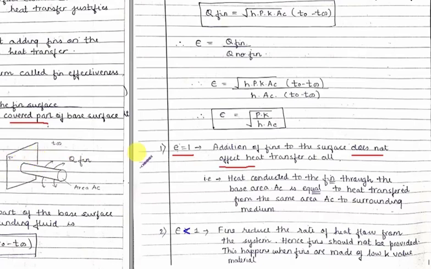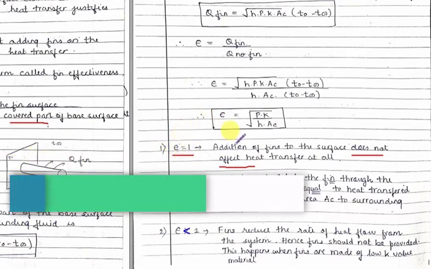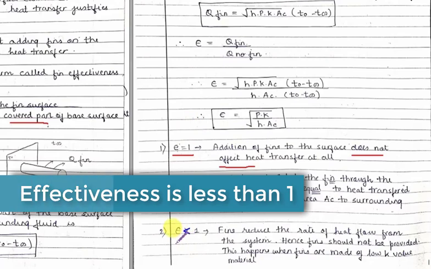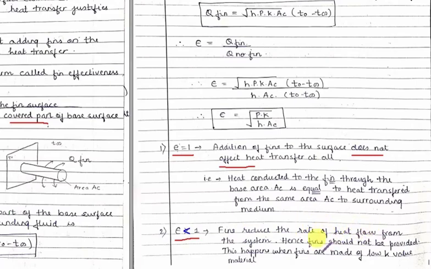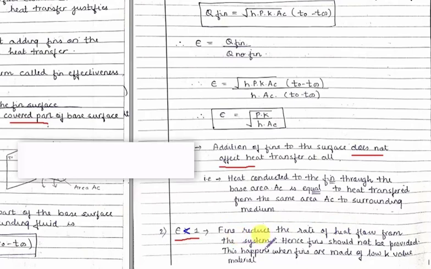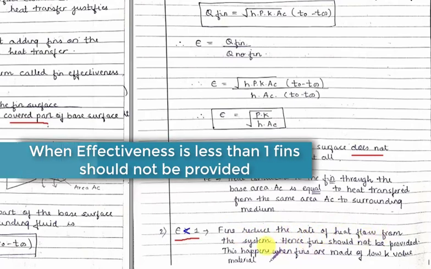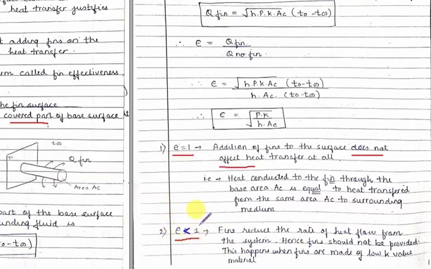Right? So this is the first case, when effectiveness is equal to 1. But when effectiveness is less than 1, what is happening? The fin reduces the rate of heat flow from the system. When the value of effectiveness is less than 1, the fin is reducing the rate of heat flow from the system. Hence, fins should not be provided. So when your effectiveness value is less than 1, the fin is reducing the heat transfer.